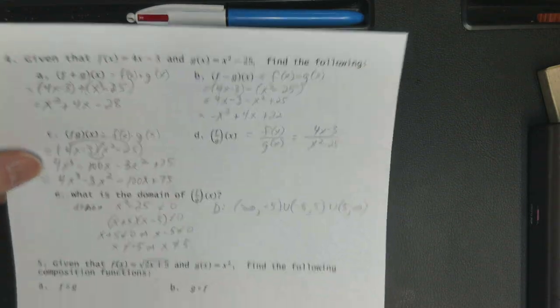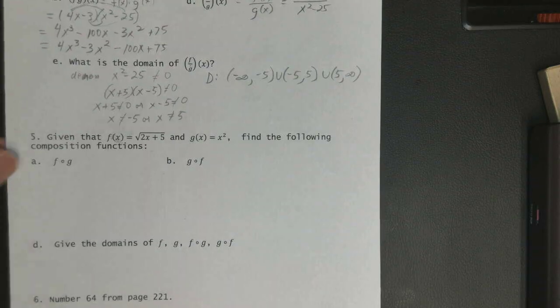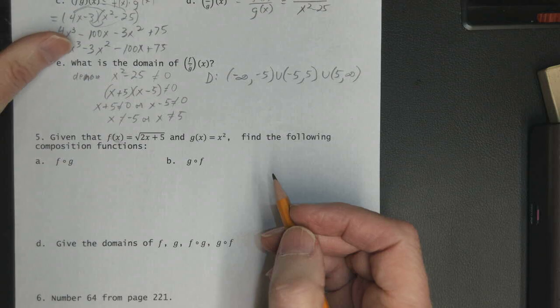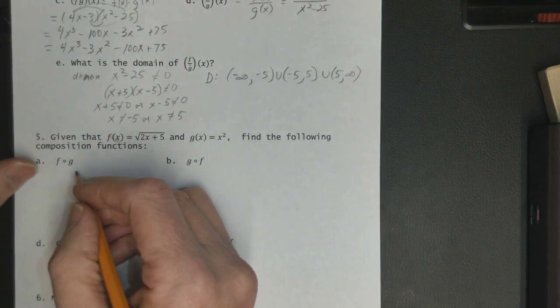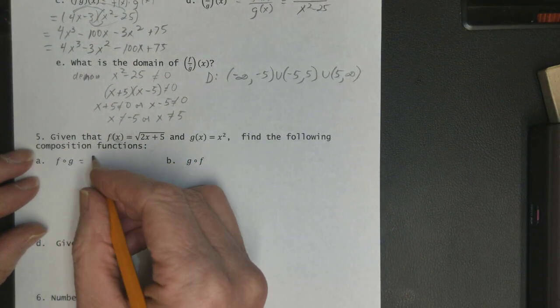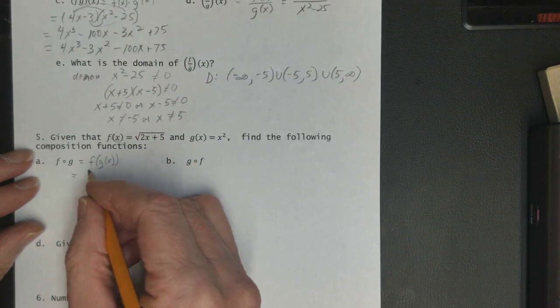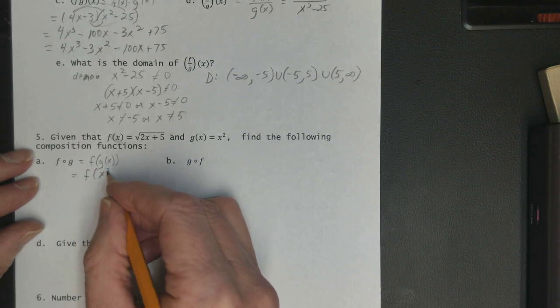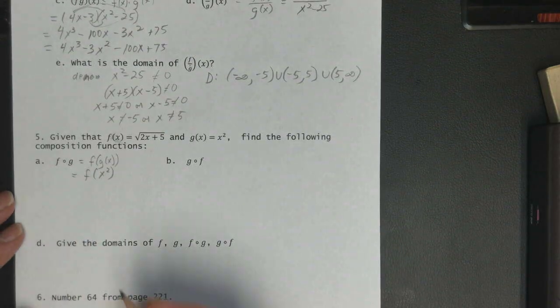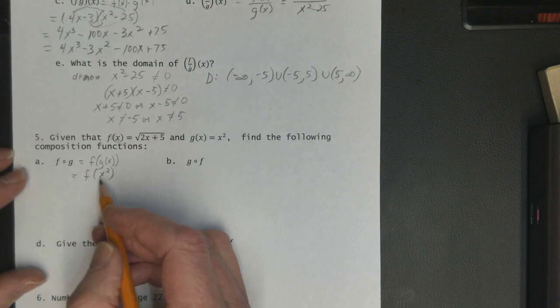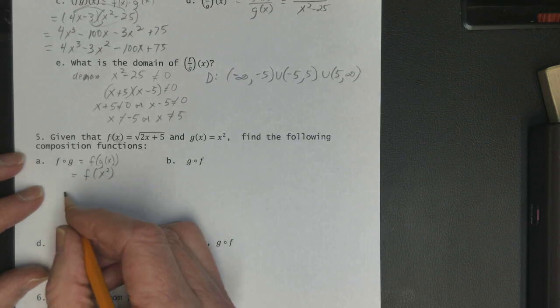Alright, composite functions, number 5 here. F of x equals square root of 2x plus 5, g of x equals x squared. Find the composite function here. So, f circle g, that's f of g of x, which is f of x squared. G of x is x squared. So function f says take the square root of 2 times your input plus 5. Well, my input's not x anymore, it's x squared.